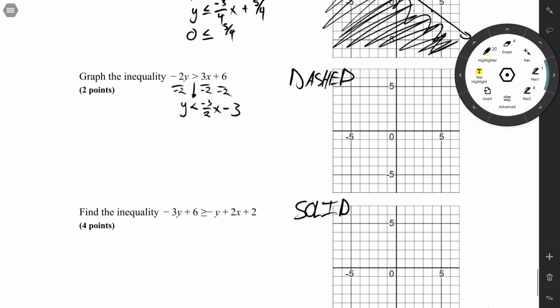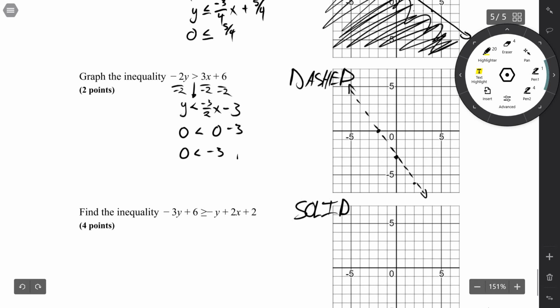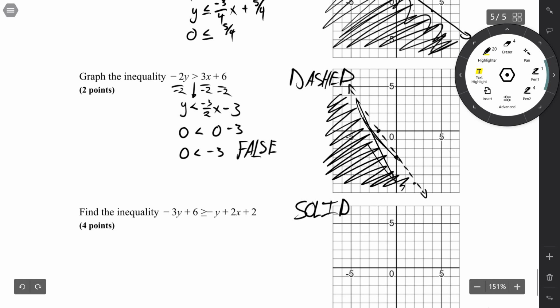All right, we have the y-intercept at negative 3. The slope is negative 3 over 2, so down 3 over 2, up 3 over 2. And we're going to draw this dashed line. All right, easy enough. It does not cross through the origin. We're going to use (0, 0). 0 is less than negative 3. This is false. So we would shade the other side of the inequality. We'd shade this side here, because 0 is definitely larger than negative 3.